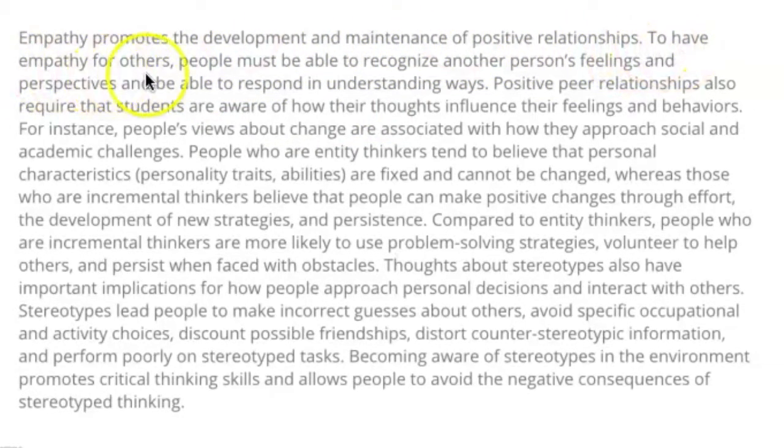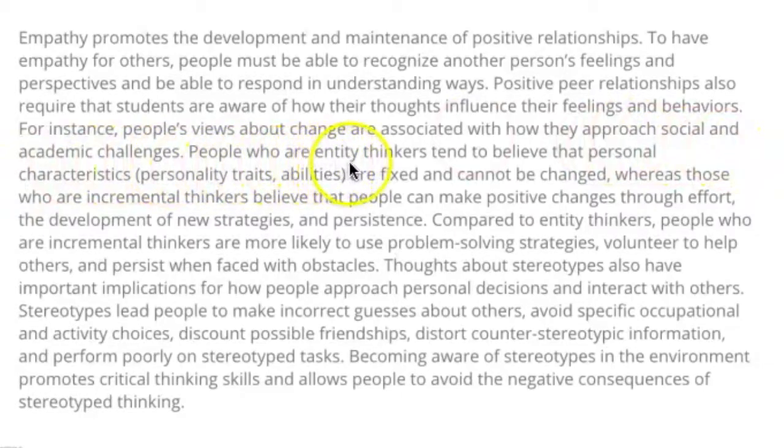To have empathy for others, people must be able to recognize another person's feelings and perspectives and be able to respond in understanding ways. Positive peer relationships also require that students are aware of how their thoughts influence their feelings and behaviors. For instance, people's views about change are associated with how they approach social and academic challenges.